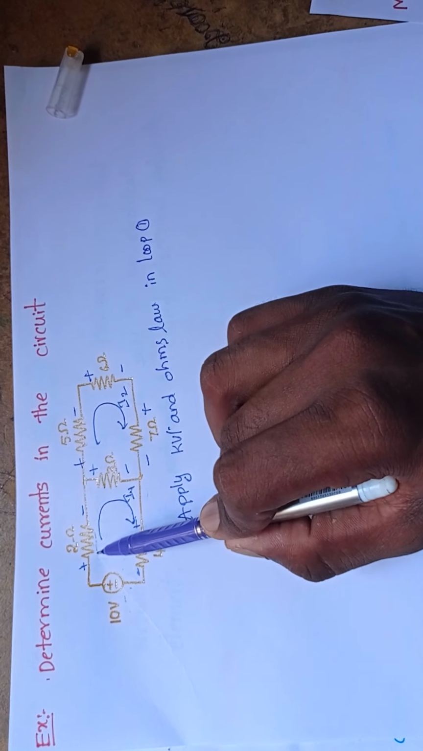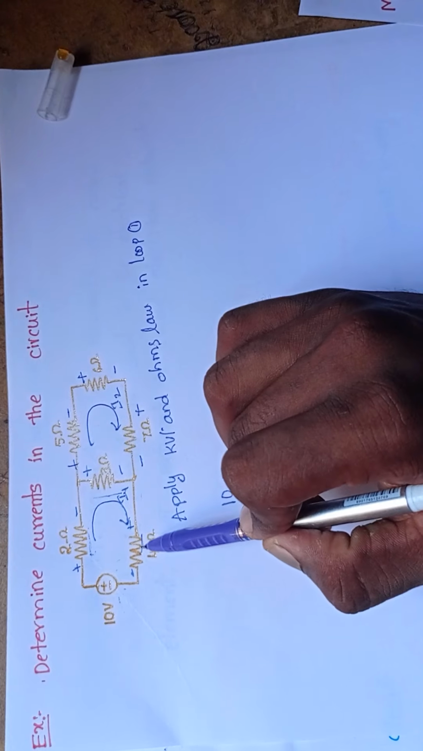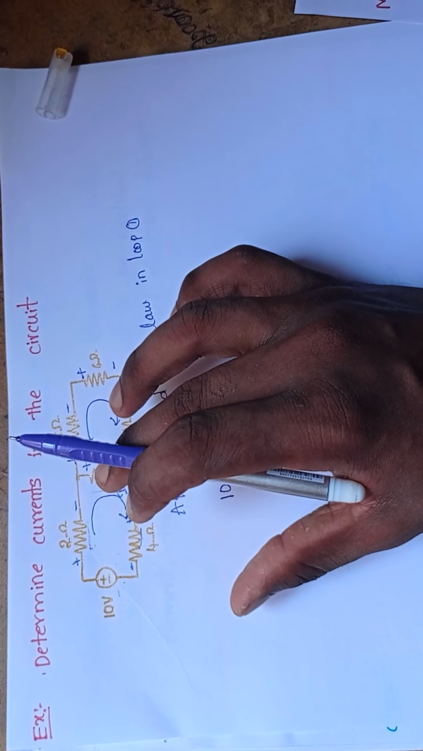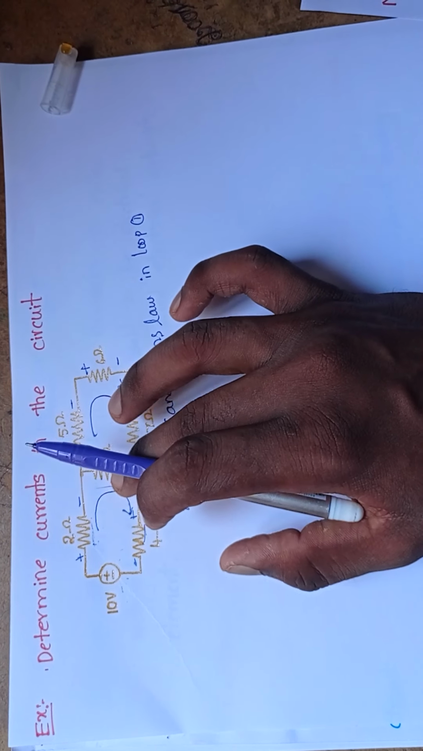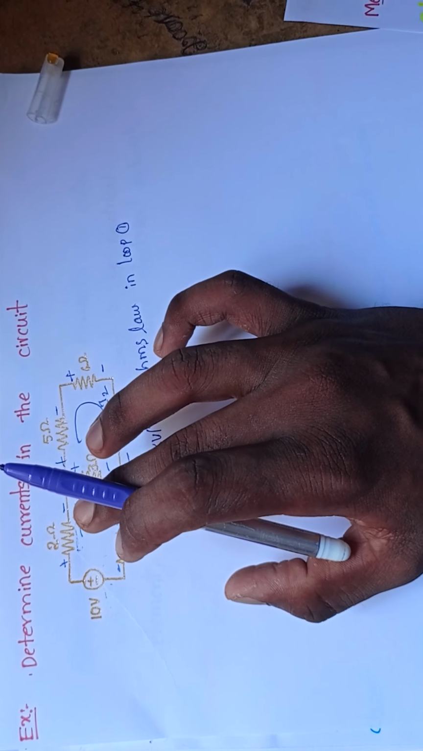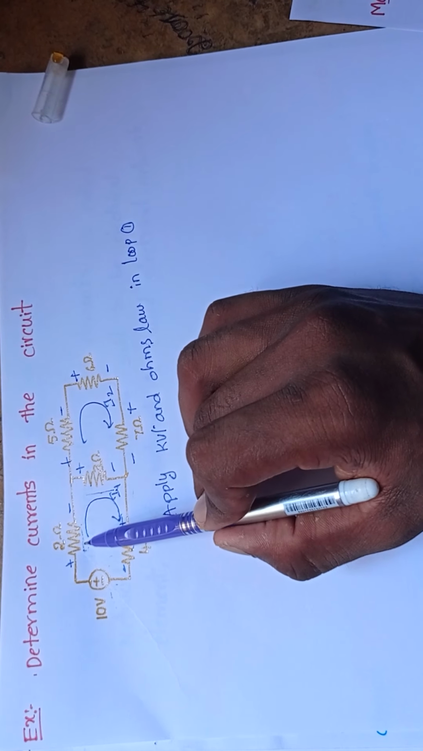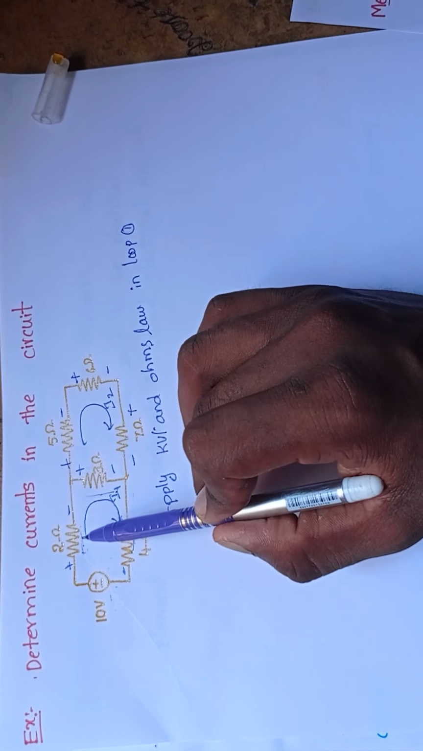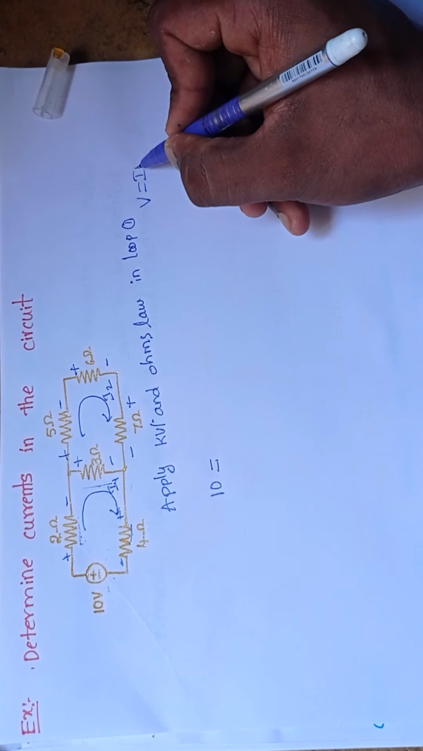Here in this loop we have one resistor, here another resistor, and here another resistor. There are 3 resistors in this loop. That means in three resistors we have some voltage drop. How can we find the voltage at a resistor? We know, according to Ohm's law, V is equal to IR.